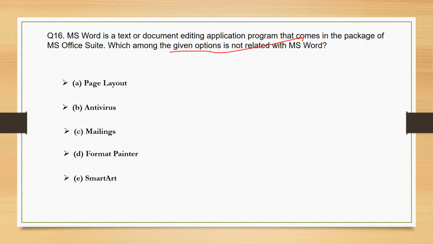So as you know, page layout is an option you will get in MS Word. Antivirus you will not get in MS Word. Mailing option is there, format painter option is there, smart art option is also there. So antivirus is the correct answer.